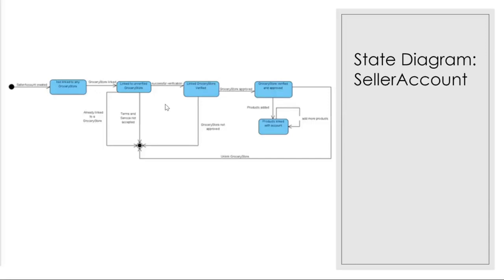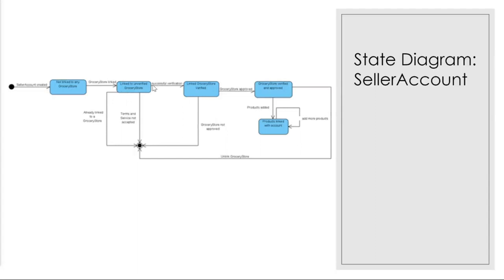Next, this is a state diagram for the seller account right here. Once a seller account is created, it's not linked to any grocery store. And then once it gets linked to a grocery store, it's not yet verified. So then it can either be successfully verified, or the user can not accept the terms and service, in which case the grocery store account or the seller account will be deleted. And if a seller account is already linked to a grocery store, it will also be deleted.